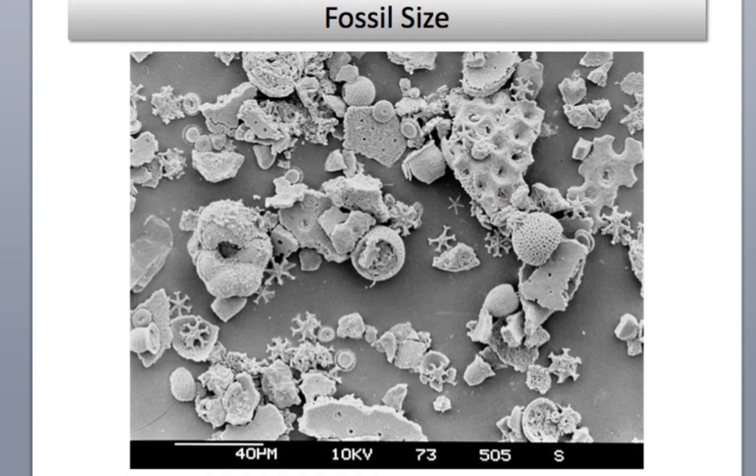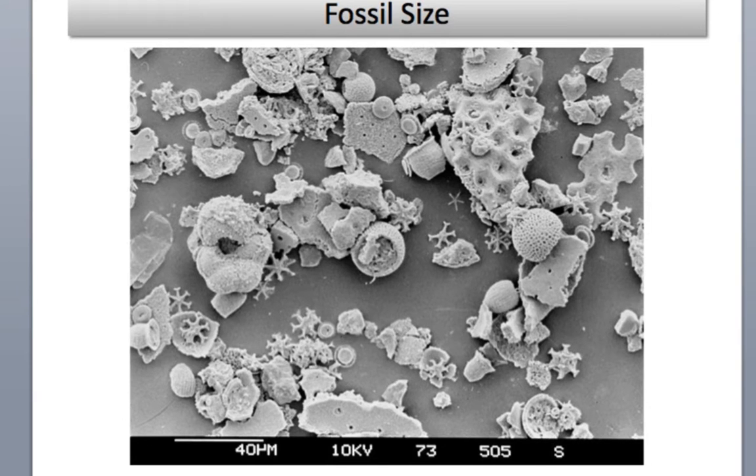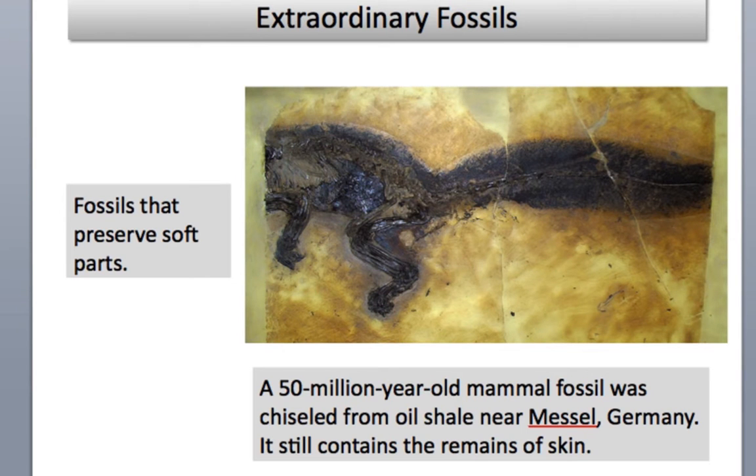And then here are some microfossils. These are primarily pollen. Different types of pollen, again, will be distinctive as to the climate that occurred during this time. And then here is an extraordinary fossil where there was rapid burial here in this oil shale. Here's a squirrel that's about 50 million years old. You can see some skin and some fur that was fossilized.